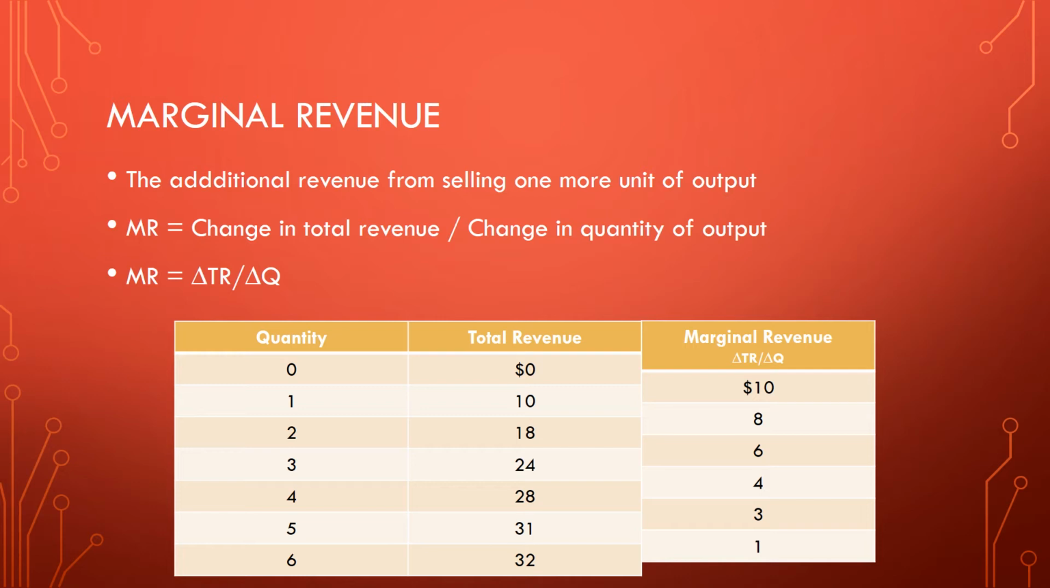But you usually aren't going to have questions that ask you that. Very simply, it's the change in total revenue over the change in quantity. And that change in quantity typically is 1, but be alert and make sure it is, because if it isn't, you do need to divide by that number.